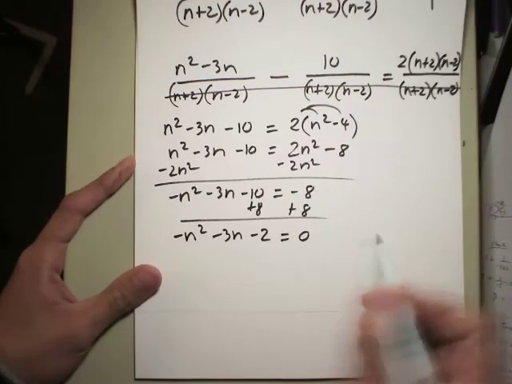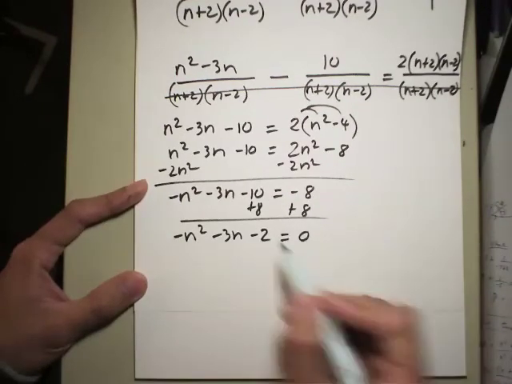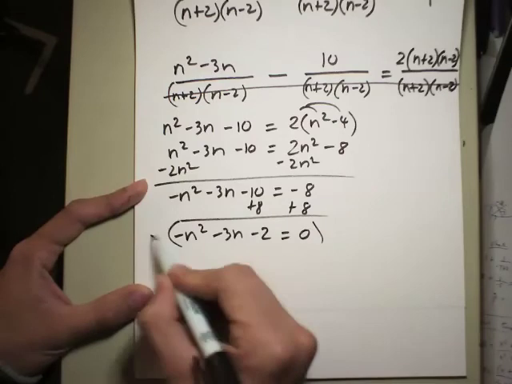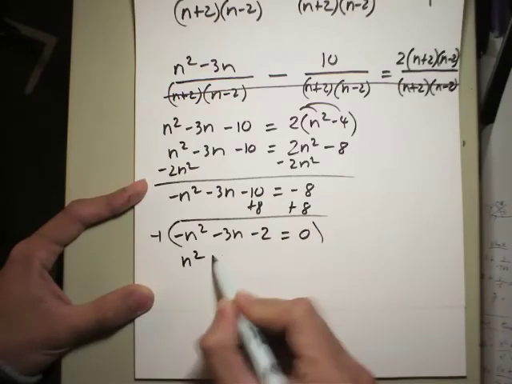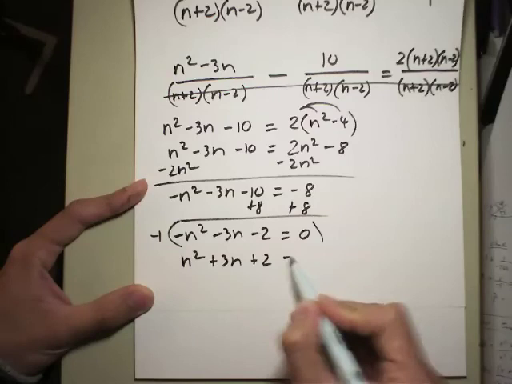Now, another step is I hate having a negative in front. I can certainly move that away by multiplying everything by negative 1. So that's going to become n squared plus 3n plus 2 equals 0.